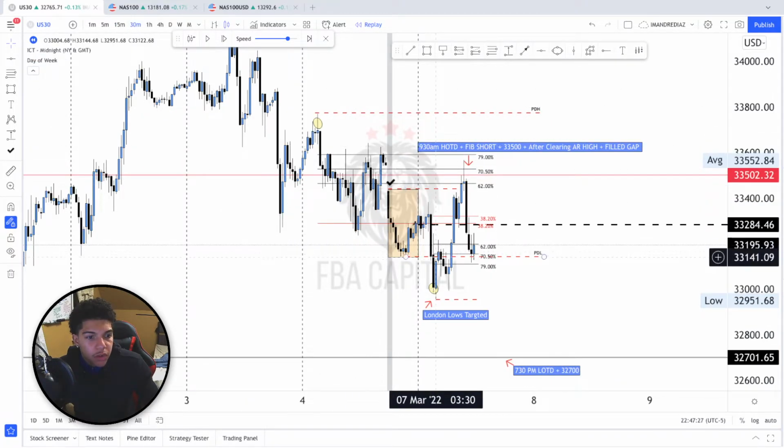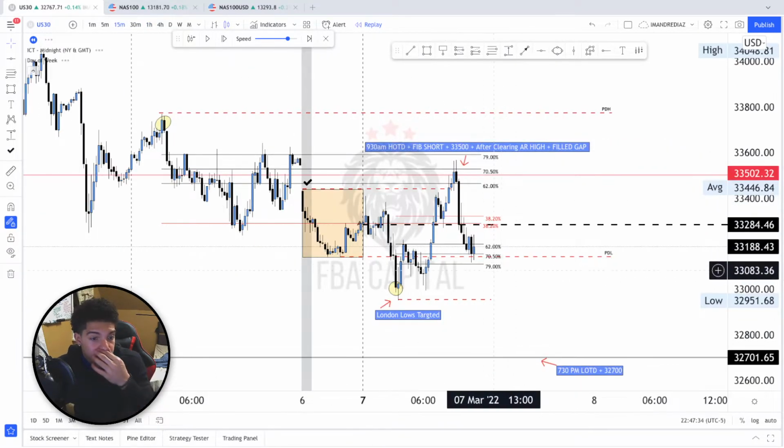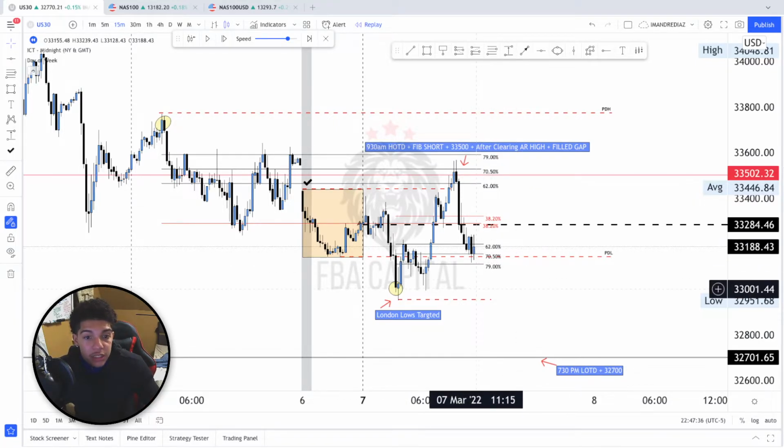This 30-minute order block right here, this last down candle, or even if you go to the hour, this last down candle right here, you see that price slowly started to reject and slowly starts to lose that momentum in this fib, also at this 33,100, 33,200 area.